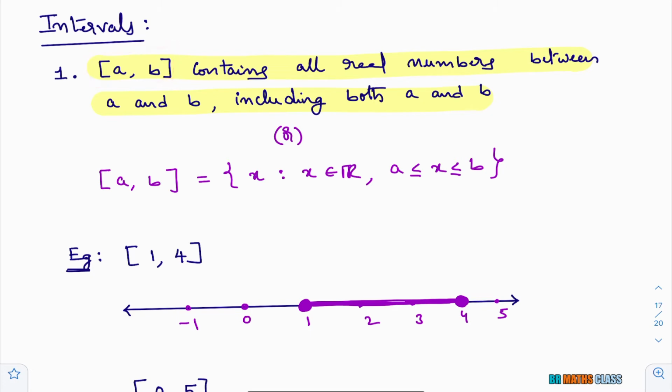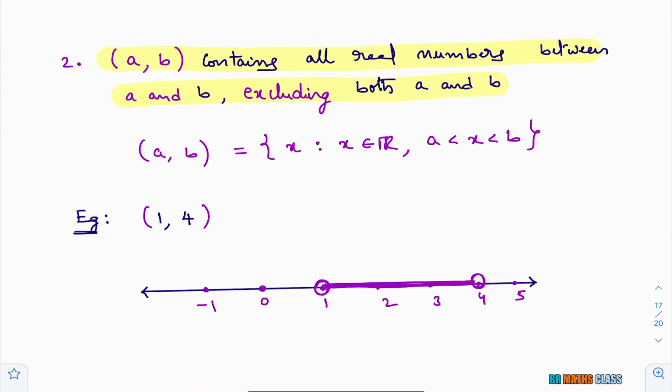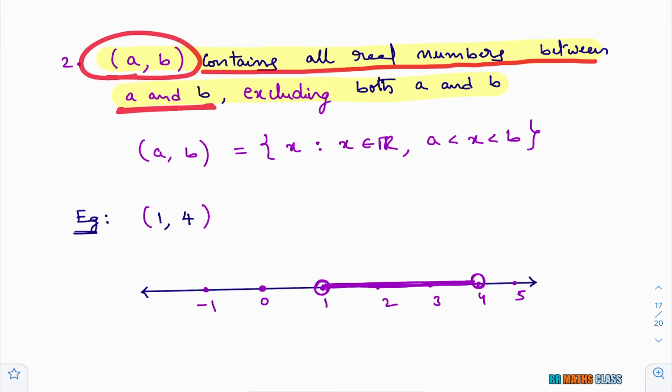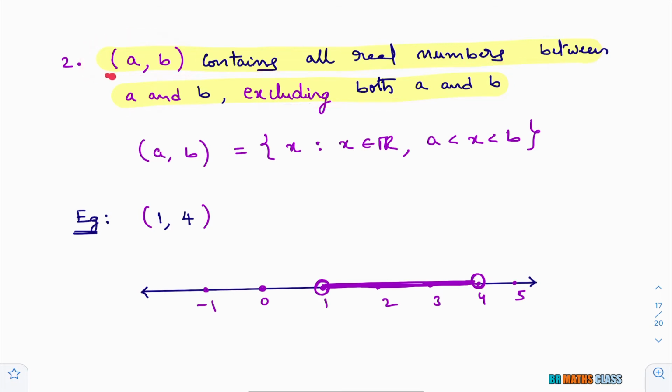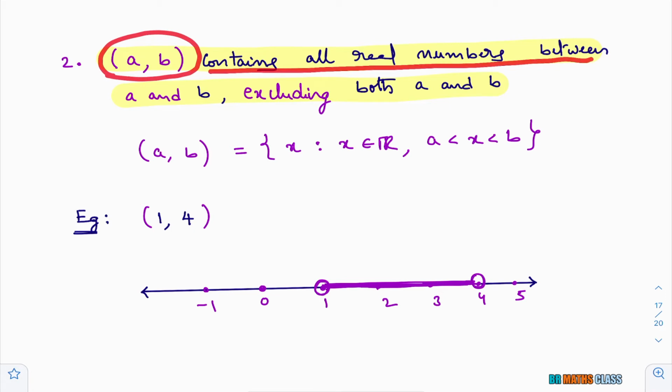Now we'll move to the second type. See this. This is the second interval. What is this? By seeing the brackets, we can say that this is open interval a comma b. Open interval a comma b means what? Open interval a comma b contains all real numbers between a and b. As it is an open interval, it excludes both a and b. This interval is defined like that. Open interval a comma b contains all real numbers between a and b, excluding both a and b.